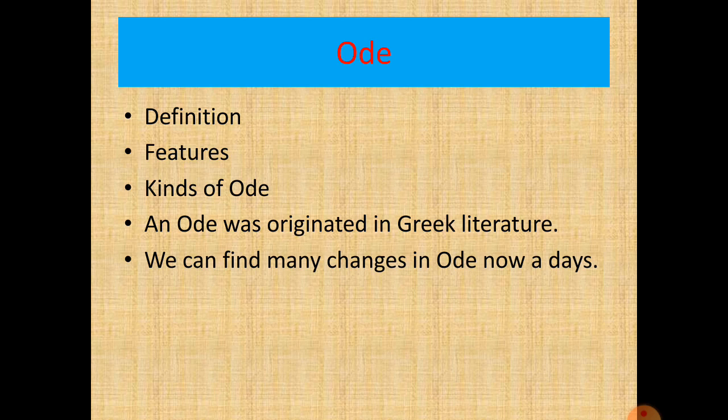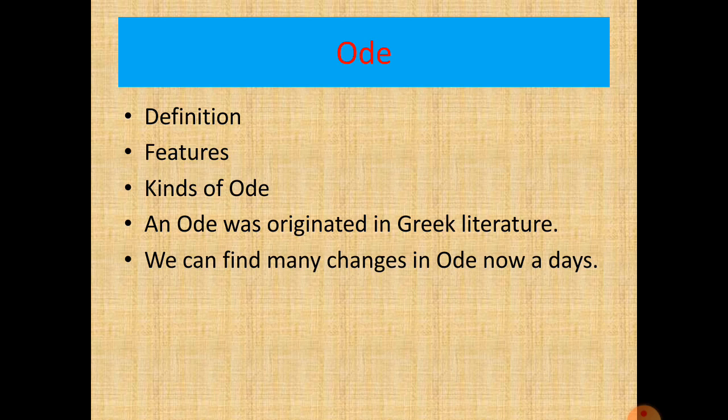As you know, most of the famous forms of poetry or genres of literature originated in Greek literature. In the same way, this form of poetry, I mean an ode, also originated in Greek. It has its origin in Greek literature, and ode has developed during that span of time.